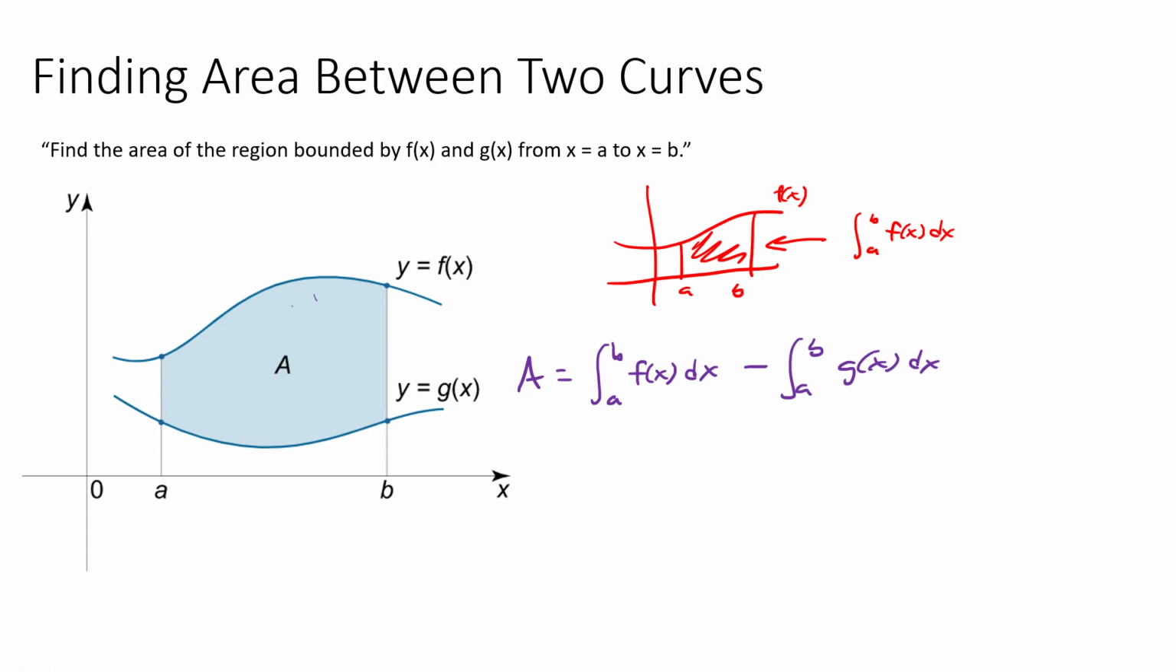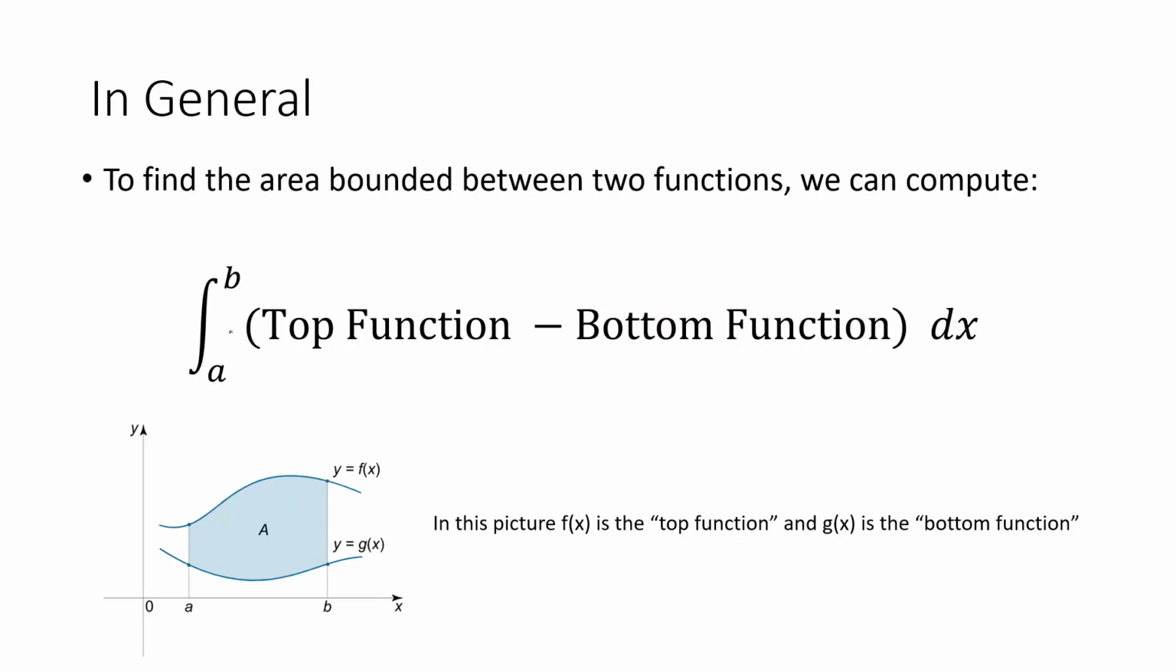Now we can generalize this if we go through some arguments, draw some pictures, and look at a bunch of functions. What we will find is that we're always just going to take the function that's on top minus the function that's on the bottom. So if we want to find the area bounded between two functions, we can simply take the integral of the top function minus whatever function is on the bottom. Like in our last example, f would be on top and g would be on bottom.